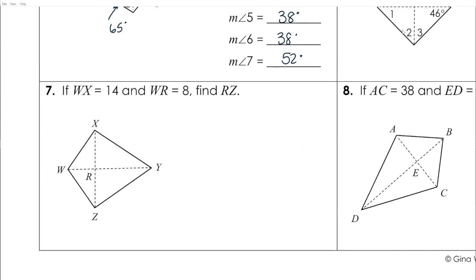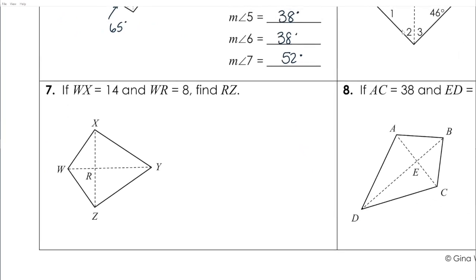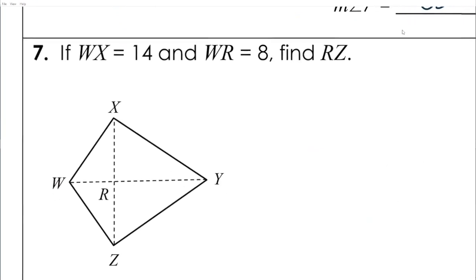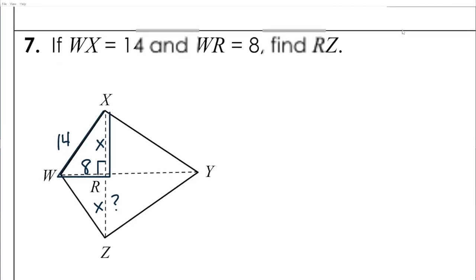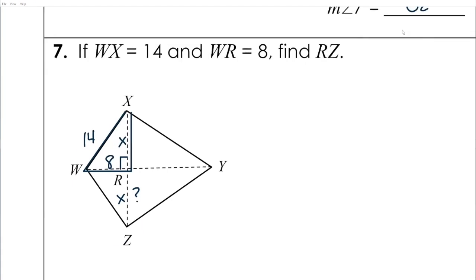Right? Let's do a little bit of side work here now. Okay, they told us WX is 14, WR is 8. They want us to find RZ. Well, we know our triangles are congruent, so if RZ is x, we can just move it up here, or we could have moved the 14 down, it's up to you. But if you notice, this forms a right triangle, and if we know 2 out of 3 sides of a right triangle, you guessed it, we're rolling with our homie Pythagoras.